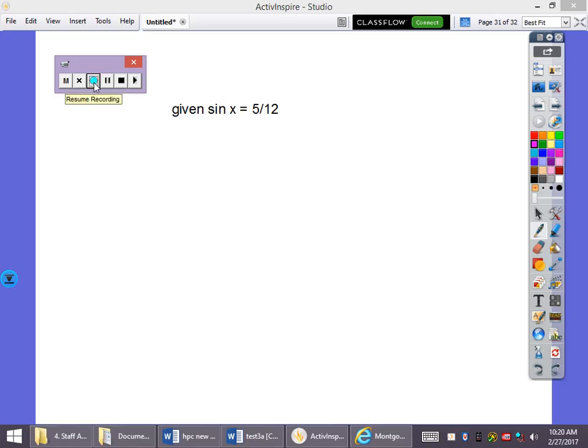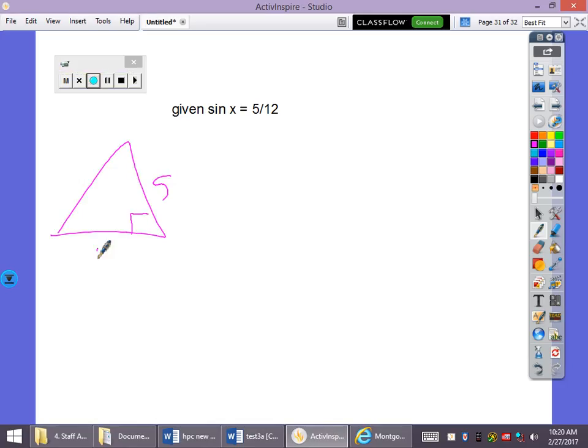Okay, so we are given that sine x is 5 over 13. What should I sketch on my paper? A right triangle. So 5, 12, using the Pythagorean theorem, 5 squared plus 12 squared is 169. Square root is 13. Then we would have done 13 squared minus 5 squared, which would have given us 144, which is 12. All right, my labeling's correct.